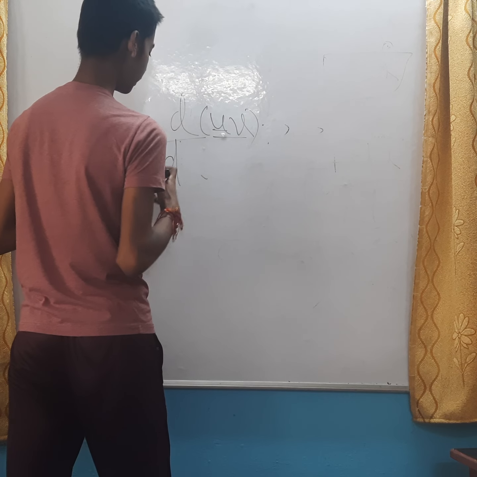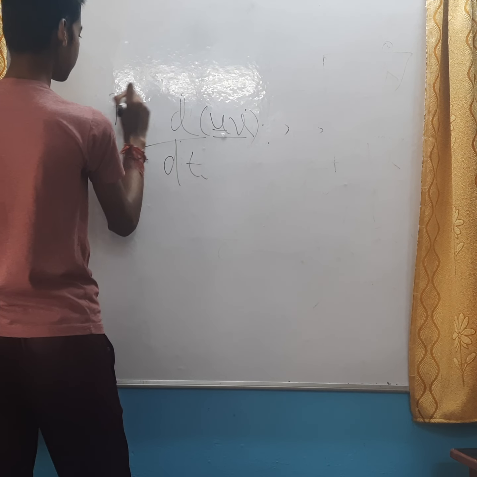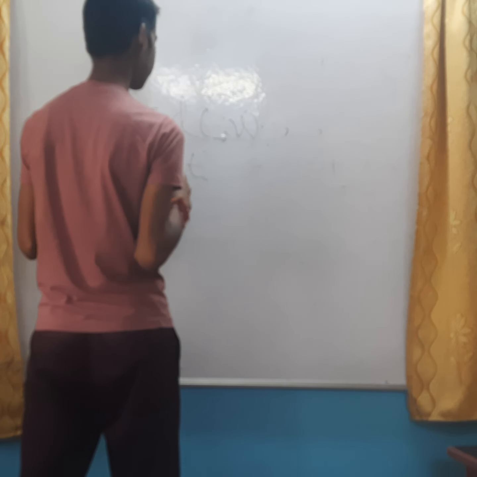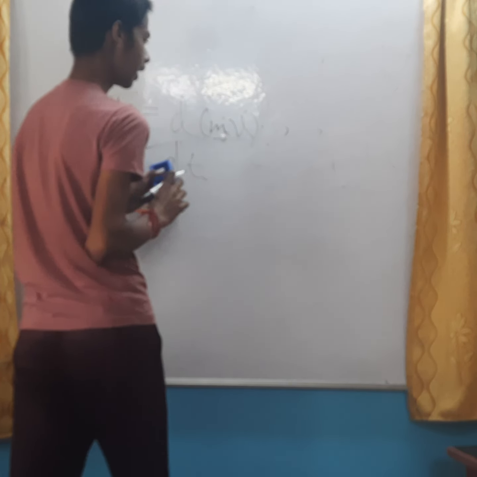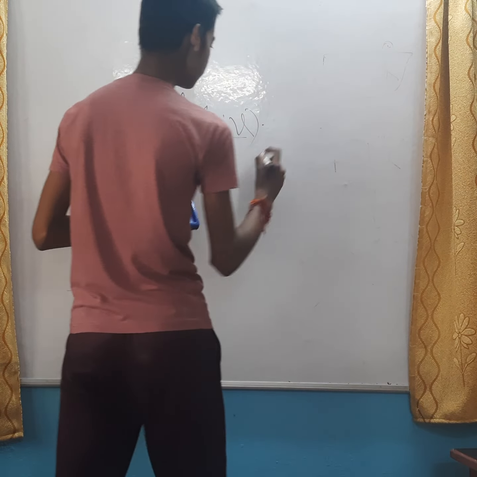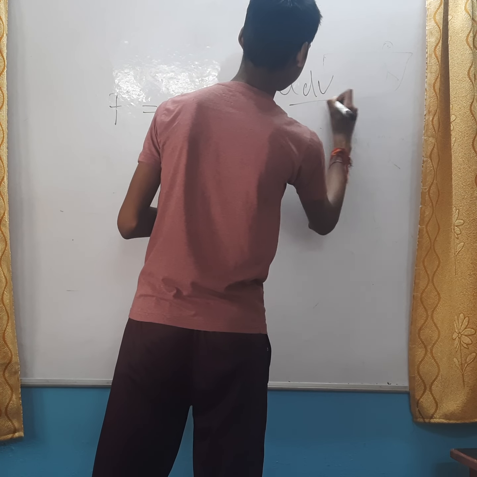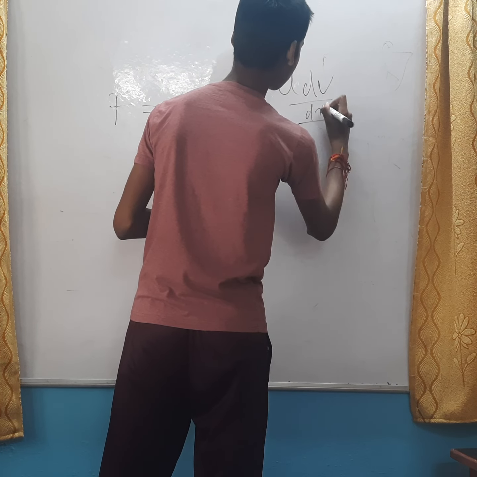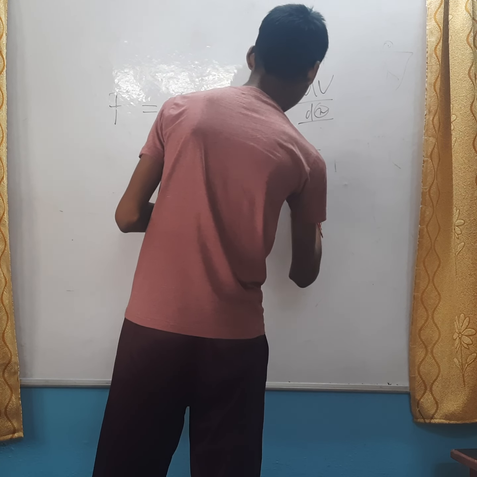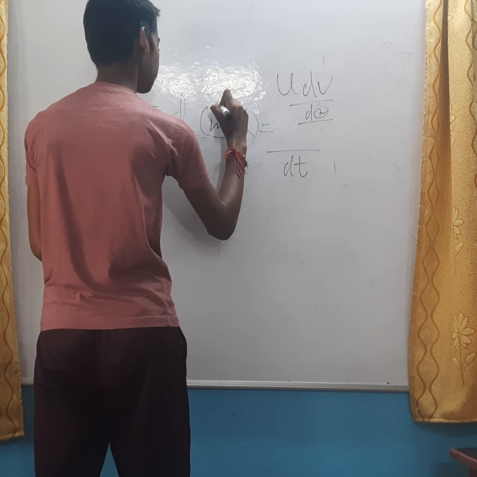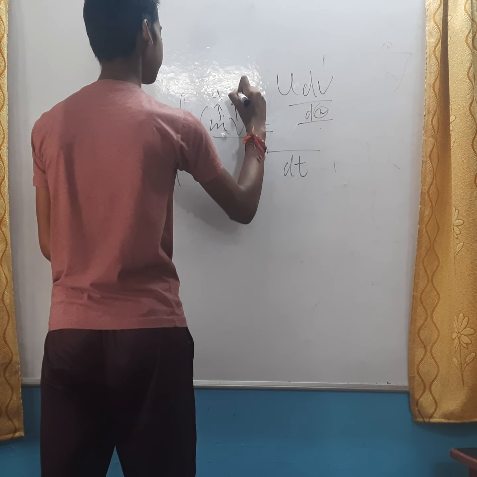Same thing we apply for force. We have got that force is equal to dp by dt, and force is equal to d(mv) by dt by Newton's second law. So we will apply u dv by dx. What is in the place of dx here? dt. We will write dt. And what is u here? u is m and v is v.